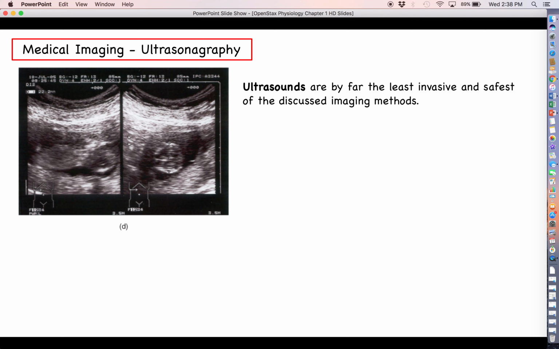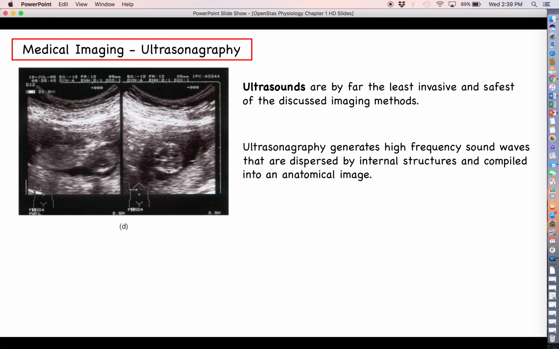And then finally, the last technique for us to talk about is ultrasonography. Just as was the case with MRIs, ultrasonography is not really utilizing electromagnetic radiation, meaning that it's going to be very, very, very safe. This is by far the least invasive and safest of the imaging methods that we have discussed so far. Rather than electromagnetic radiation, we're using high-frequency sound waves.